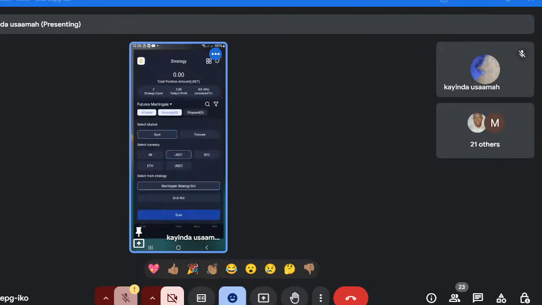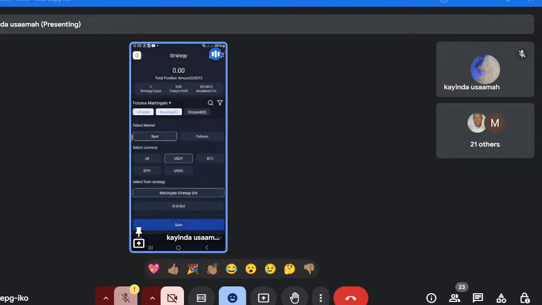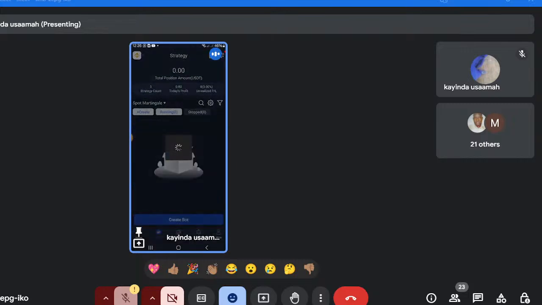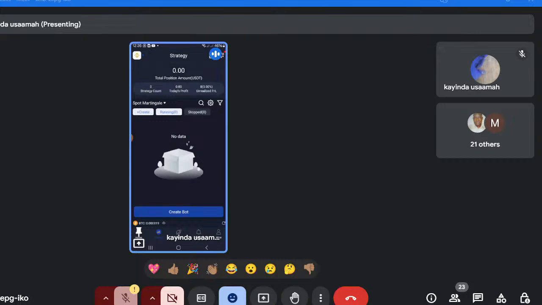So here, the moment you change to BTC pairs and tap, you will see any running coins. I remember last year there were people I gave BTC trades.